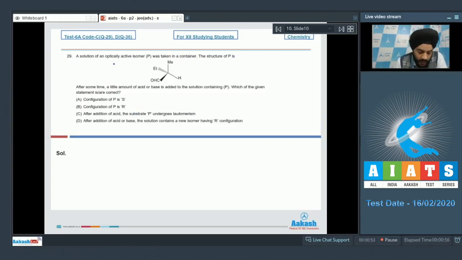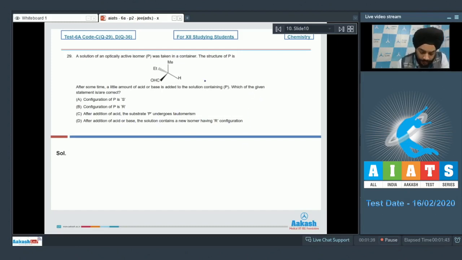Question number 29. A solution of an optically active isomer P was taken in a container. The structure of P is mentioned. After some time, a little amount of acid or base is added to the solution containing P. Which of the given statements is or are correct? So the examiner seems to be interested in the configuration of P, and also in whether the substrate P undergoes tautomerism in presence of an acid, or whether the solution contains a new isomer having R configuration after the addition of acid or base.